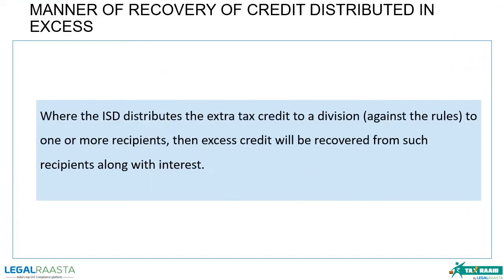If the ISD distributes extra tax credit to a recipient against the rules, then the excess credit will be recovered from such recipient along with interest.